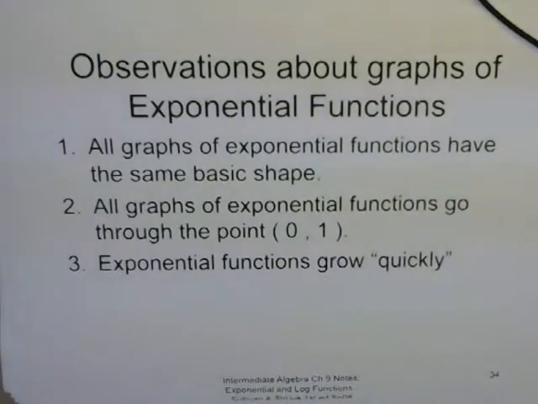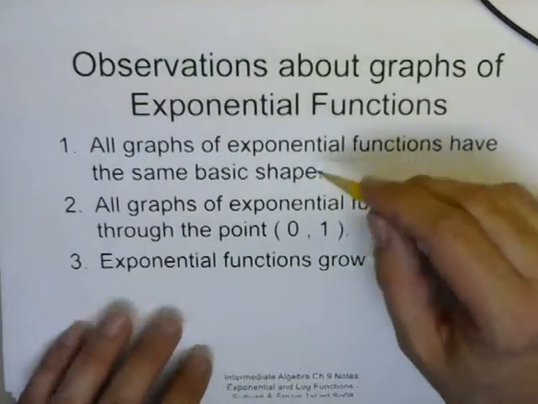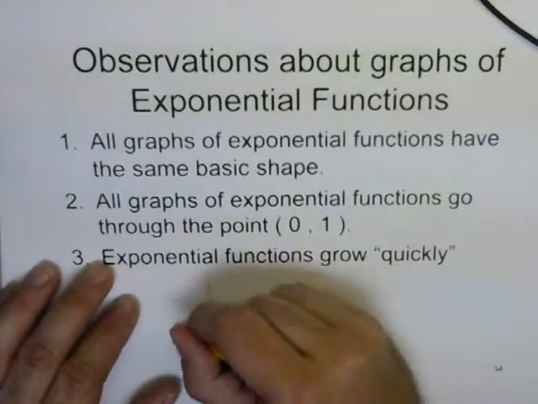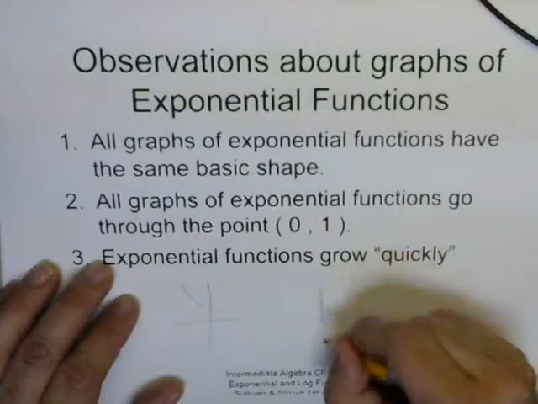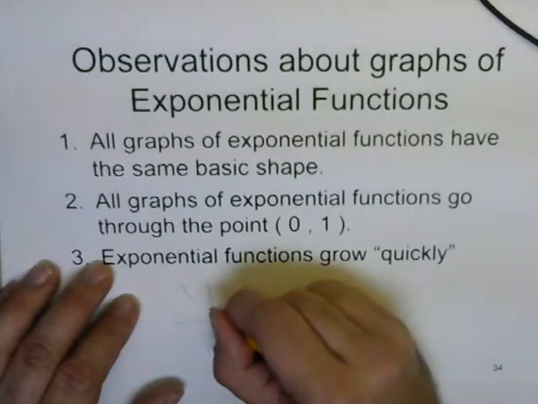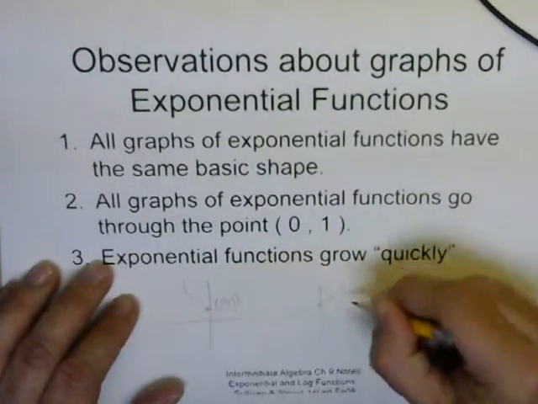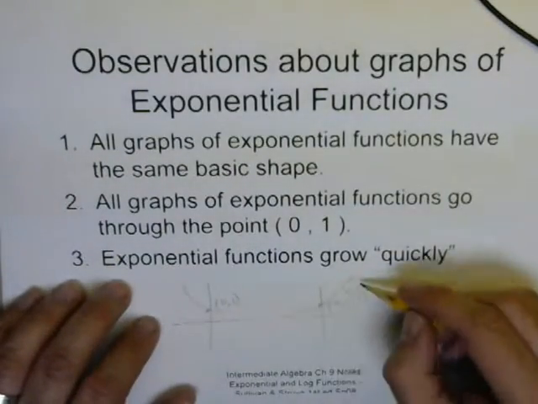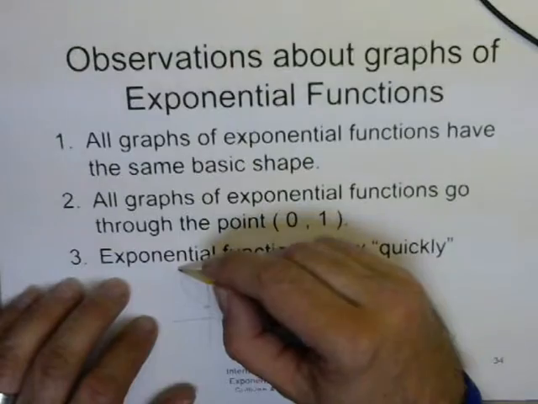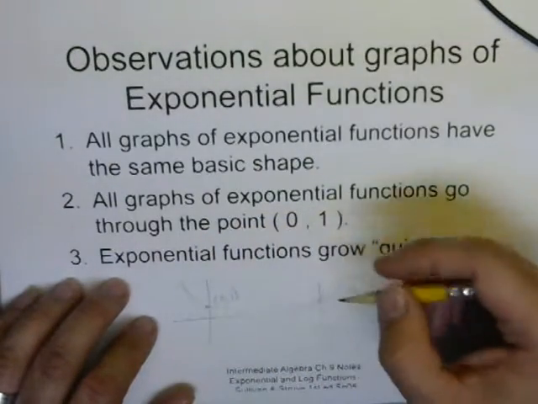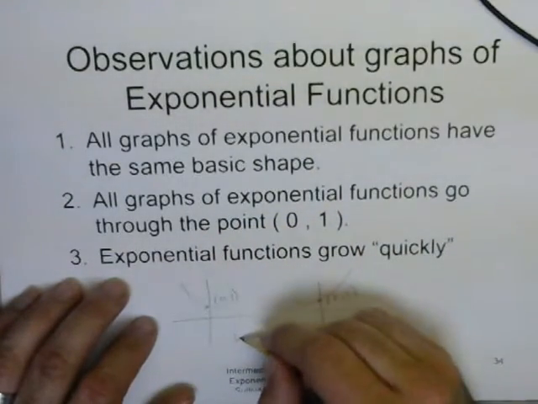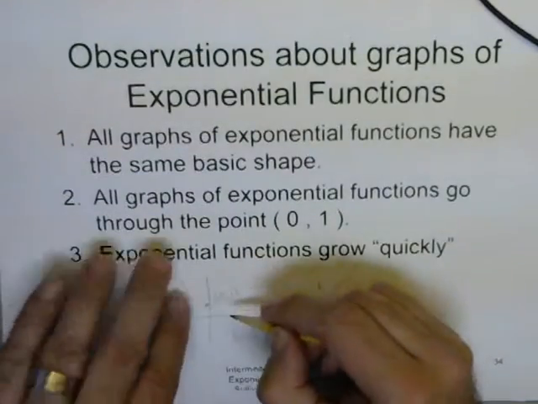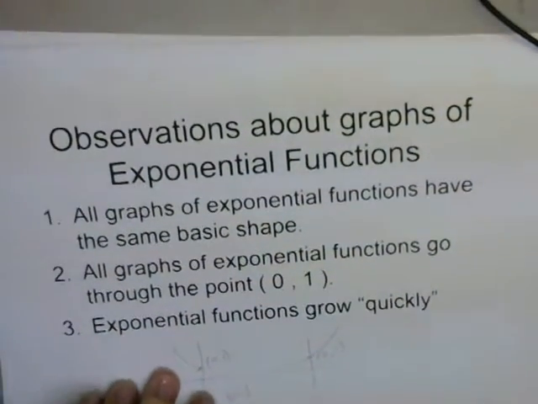I guess we already mentioned this. The graphs of the exponential functions have the same basic shape. They'll either go like that or like that. They all go through the point (0, 1). They always go through 1 on the y-axis. And the exponential functions are used to describe things that grow quickly. In this case, if a is less than 1, or the base is less than 1, they might be used to describe things that decrease quickly.